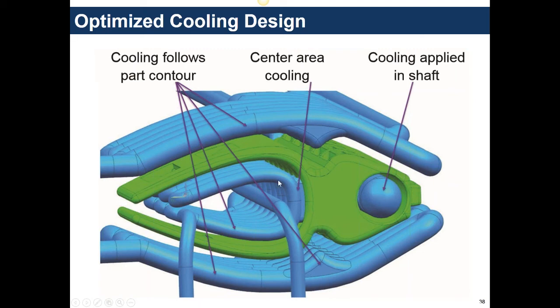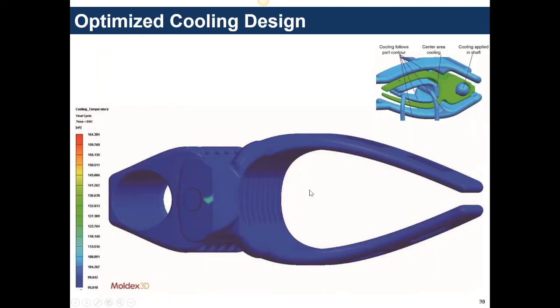So they had cooling channels like this to conform to the inner side. They had cooling channels out here to better follow the profile. And of course, they made sure that they had a cooling channel in there. And then they ran an analysis on it, again, before cutting the steel, to see how much of an effect it has.